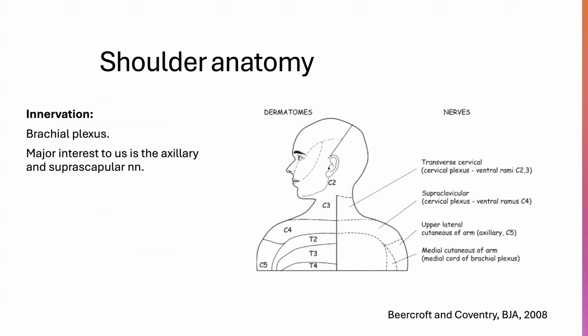So when it comes to the innervation of the shoulder, the brachial plexus is the one that mainly innervates the shoulder. The nerves that are of major interest to us are the axillary and suprascapular nerve. The suprascapular nerve plays a big role in terms of cutaneous innervation of the shoulder, and it contributes about 70% towards that. So that's a nerve that one needs to make sure is blocked when you're administering a regional anesthetic for shoulder surgery.